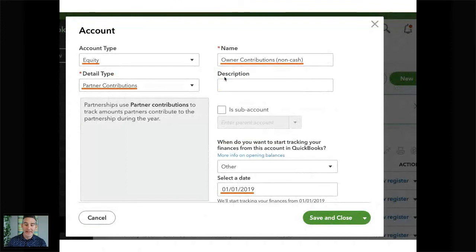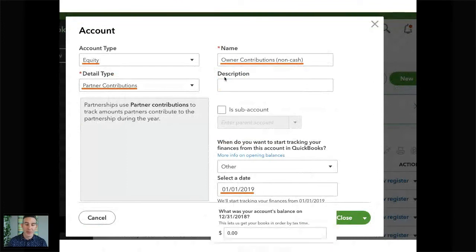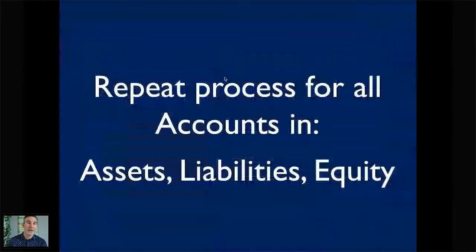And I think that has to do with the taxes. I'm not totally sure why. They'll also ask you what the account balance was the day before. So you might set this at the start date of your business. The day before your business started, there was nothing in it, so you'd put $0. So again, repeat that process for all your assets, your liabilities, and your equity.